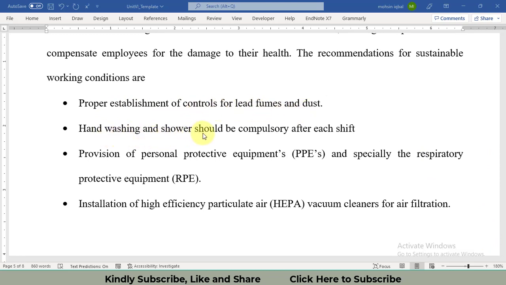Hand washing and showers should be compulsory after each working shift. Provision of personal protective equipment (PPEs) and respiratory protective equipment (RPEs), and installation of high efficiency air vacuum cleaners for air filtration.